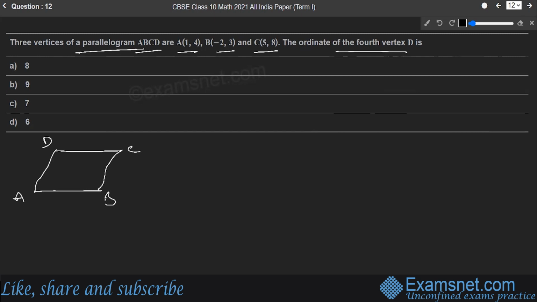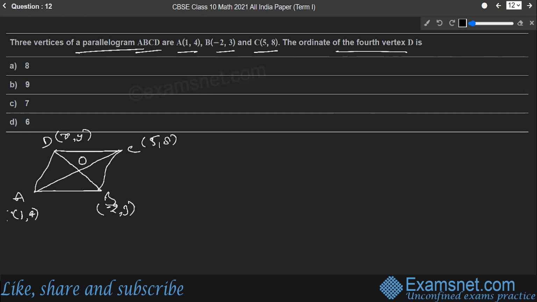Let us write the coordinates as well. The coordinate of A is 1, comma 4. The coordinate of B is minus 2 comma 3. The coordinate of C is 5 comma 8, and the coordinate of D is yet to be found out. Let us name the coordinate of D as x comma y. Let's create the diagonals of the parallelogram. These are the two diagonals of the parallelogram.